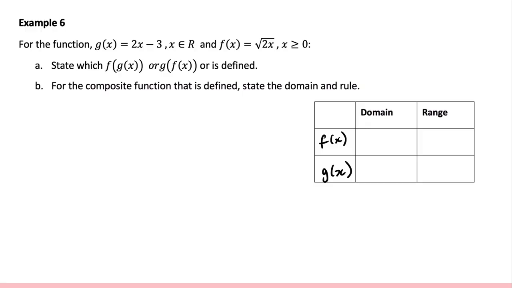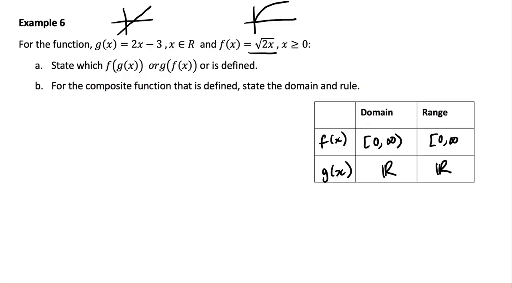Now, g of x is just a straight line. So for the straight line, the domain is R. For the range, the range is also R. Sorry, I've written that in the wrong box. Now, for f of x, this is the square root function, which looks like that. So we can see that the domain is going to be from 0 to infinity included, and the range is also from 0 to infinity.